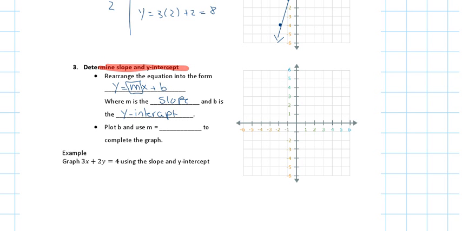Equation in the y equals mx plus b format, then you're going to start by plotting your y-intercept. So plot your b, find your y-intercept on your graph, and then you're going to use m, which is rise over run, to complete the graph. Okay? So let's look at an example because it makes more sense when we look at examples.